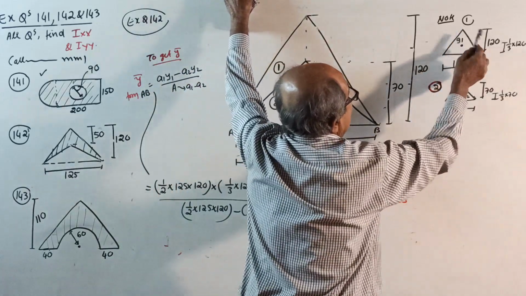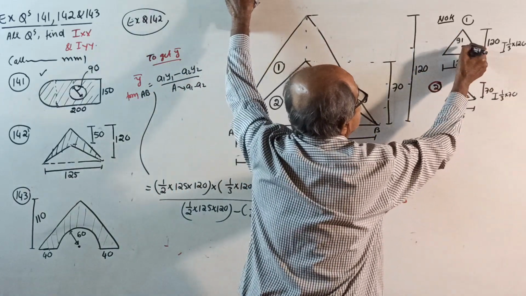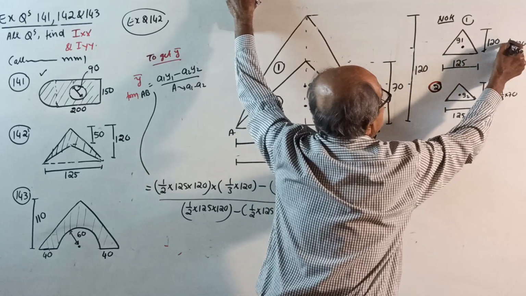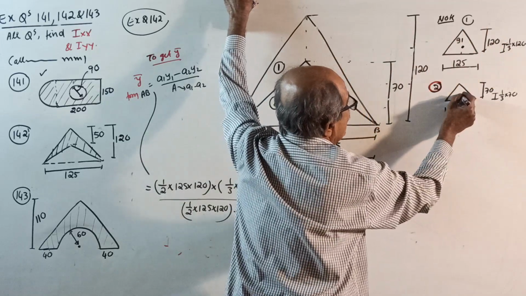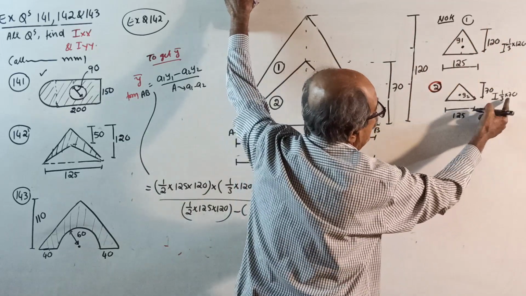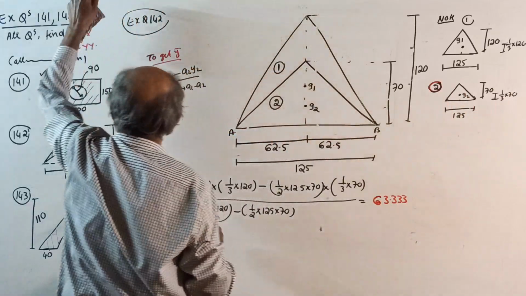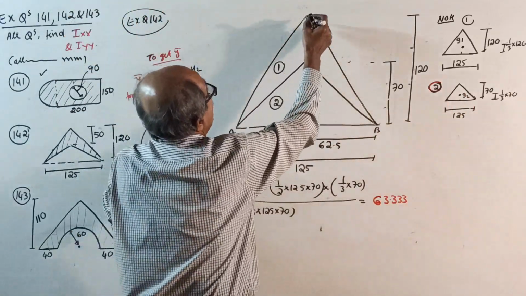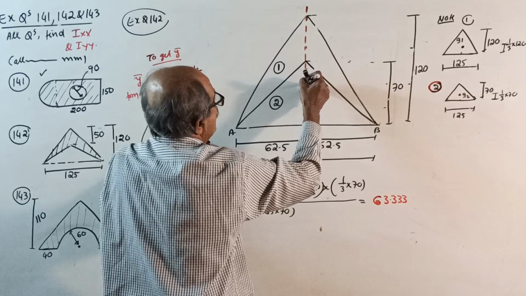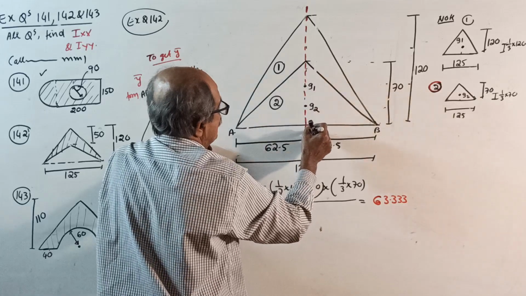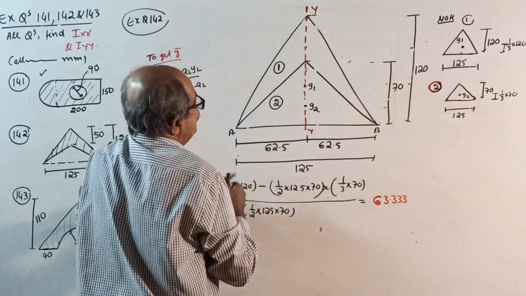For this triangle, the centroid is at what distance? The centroid is at 1 by 3 of 120. For this triangle, the centroid is at 1 by 3 of 70. So the YY axis you can directly mark without doing any calculation. See, directly YY.